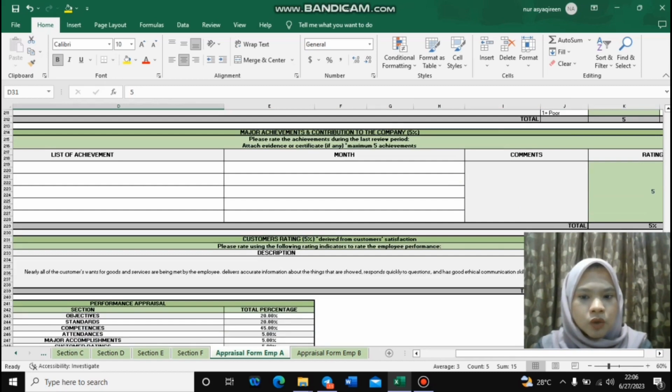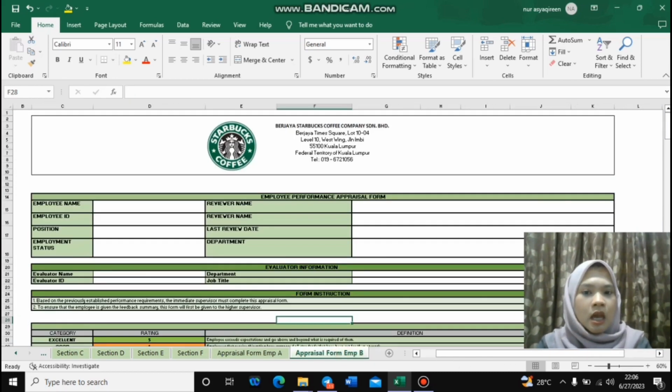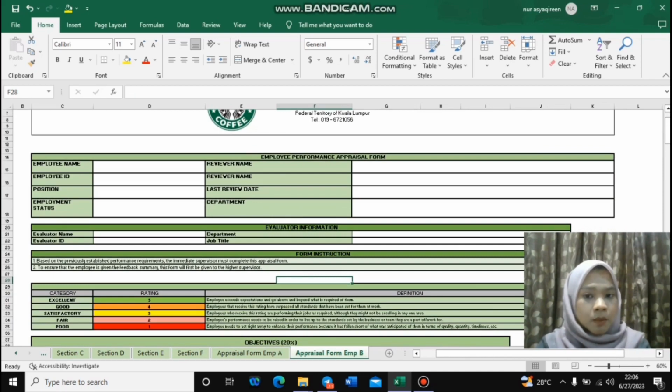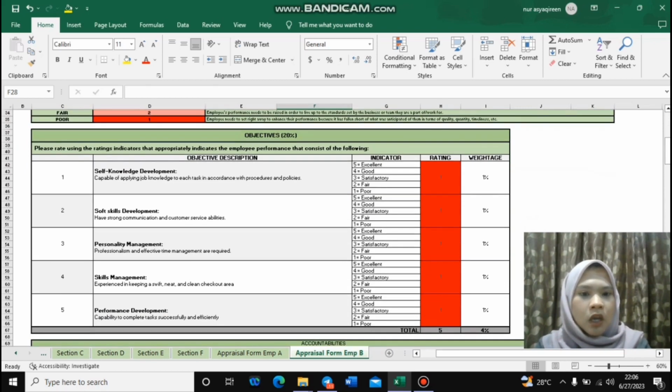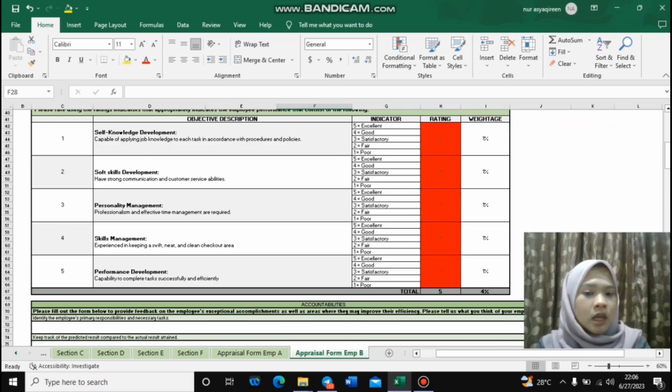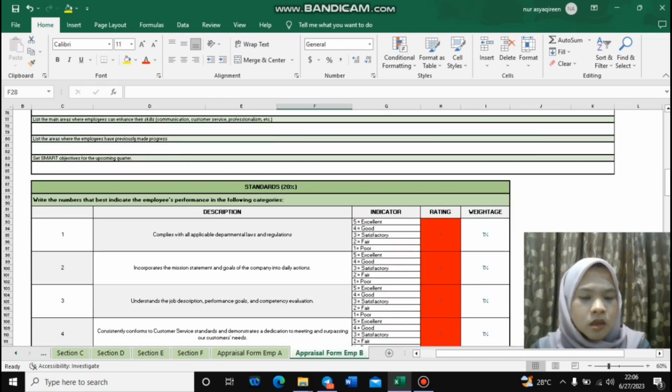And this is the example for the good employee. So next is the differentiation between the good and the bad. Now I will talk about the bad employees. For the bad employees, we can see here the objective, they all get the rating 1, which is poor. Their self-knowledge is poor, soft skill development poor, personality management poor, and skill management and performance development also, the employer gave this employee poor. And next is also the standards.